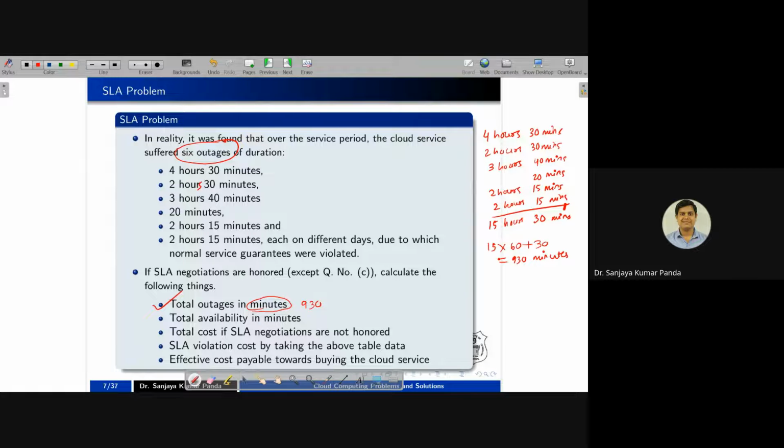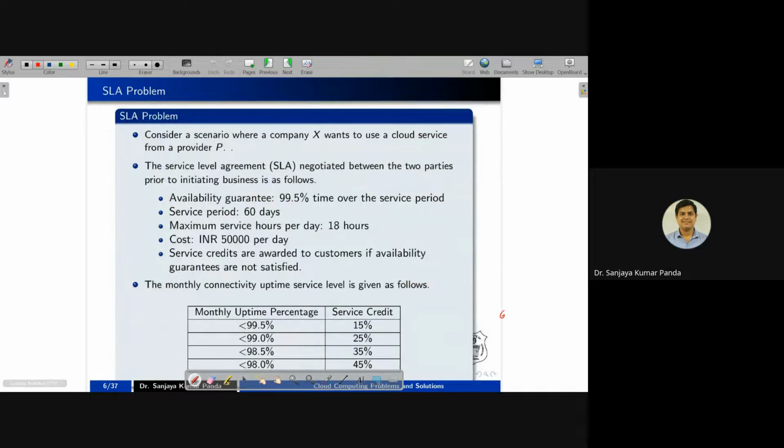Then it is asking total availability in minutes. What is the maximum availability in minutes? So it is 60 days, right? Per day it is 24 hours, right? And per hour it is 60 minutes. So this much minutes will come: 60 into 24 into 60. So 86,400 minutes. So maximum availability is 86,400 if you consider 24 hours.